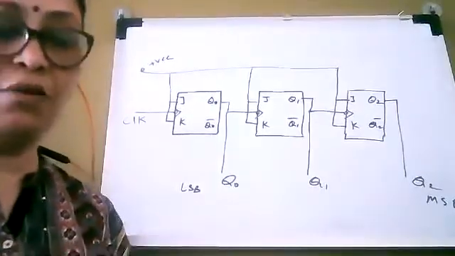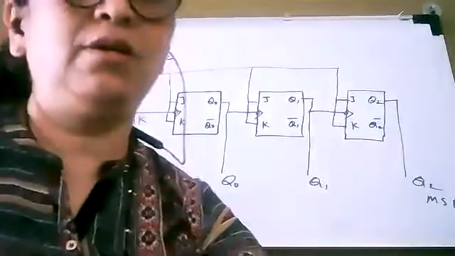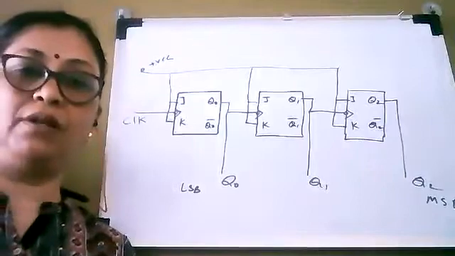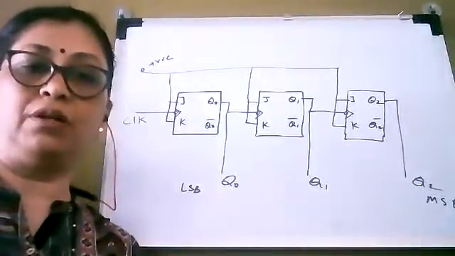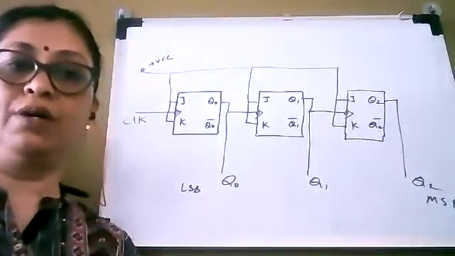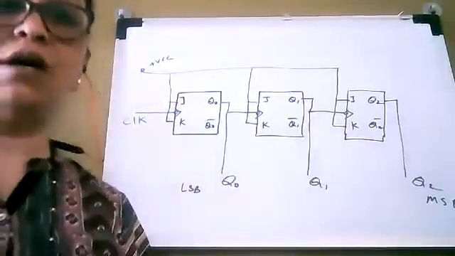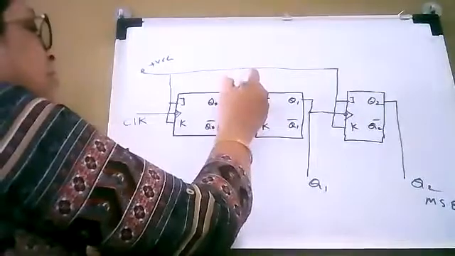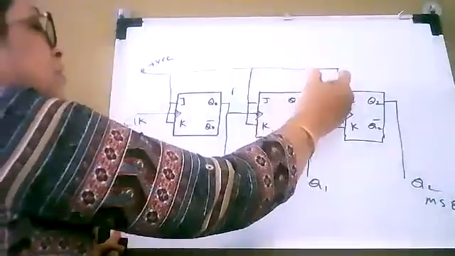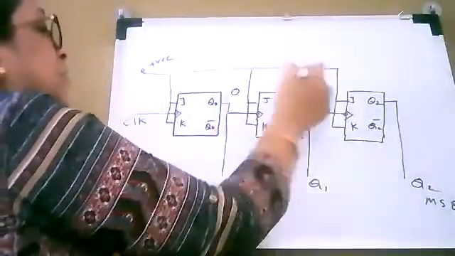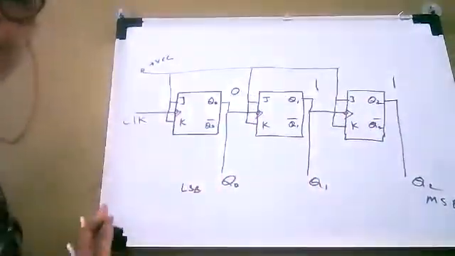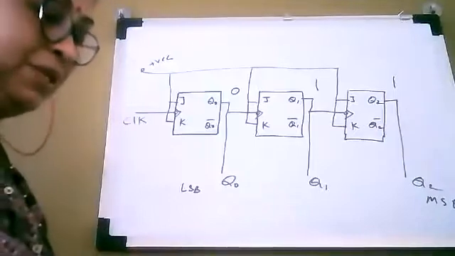So yesterday we were discussing the 3-bit asynchronous counter, the 3-bit asynchronous up counter. So it's working. We were discussing, and we were at the state when the output of your counter was 1, 1, and 0. So let us see what happens.